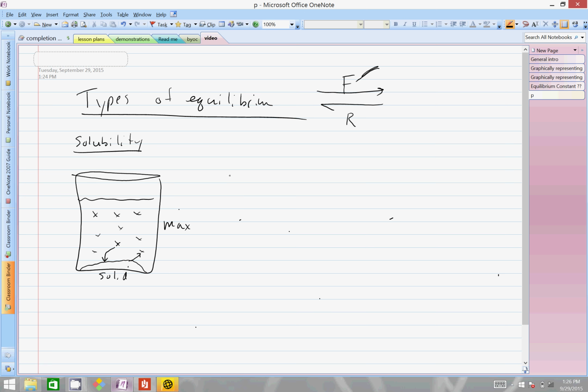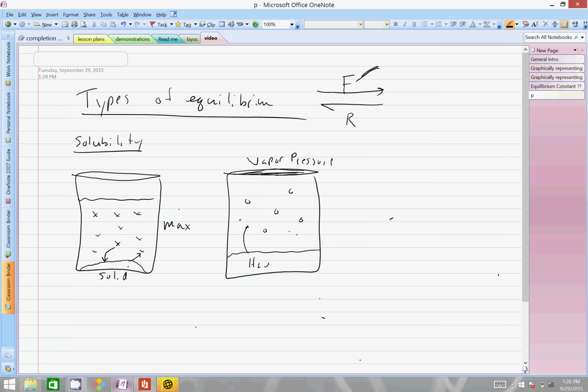Another one might be vapor pressure. I can just close this off for now to make the example easier. Close the top. We've got a liquid, and it could even be H2O. As it evaporates, we get lots of little water molecules flying in here, and then eventually we reach an equilibrium where things are exiting the system and things are re-entering. And this pressure above here is called vapor pressure.